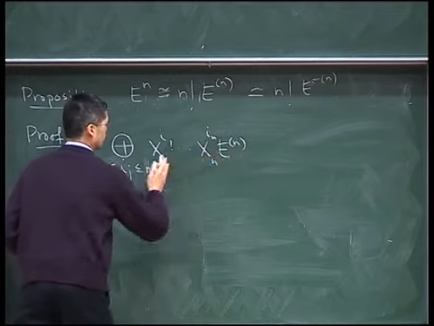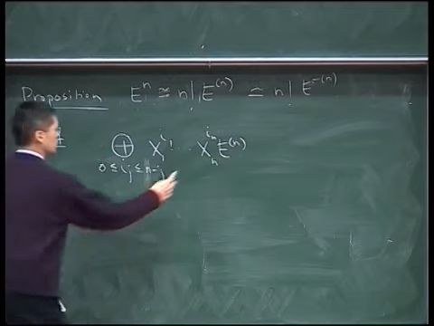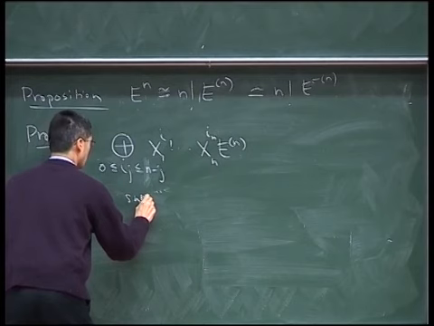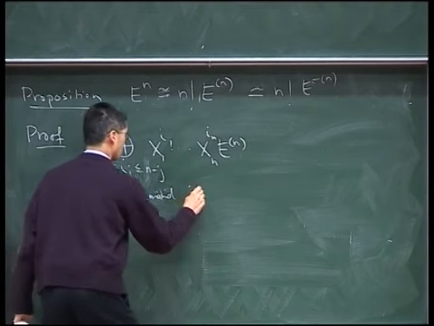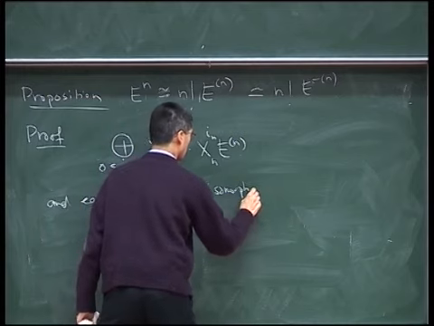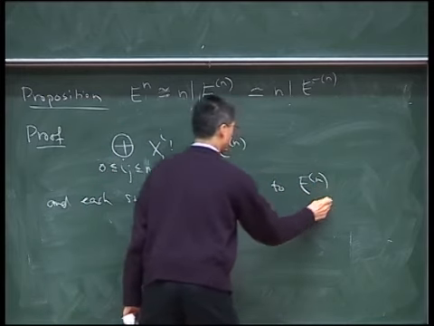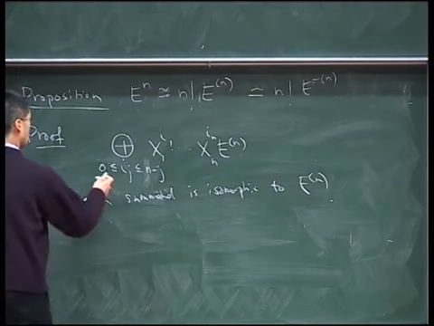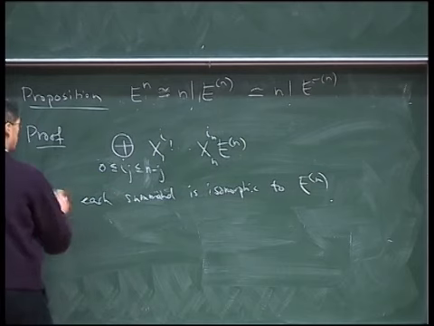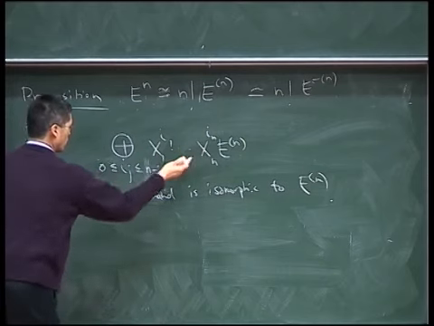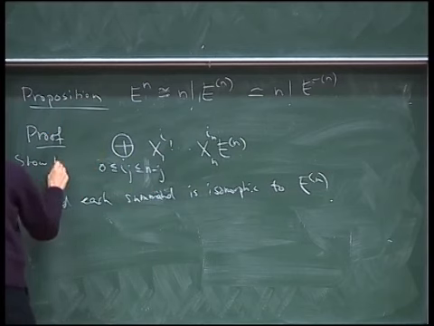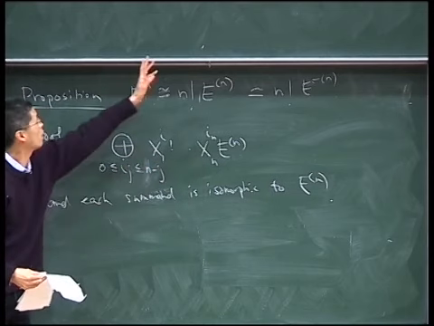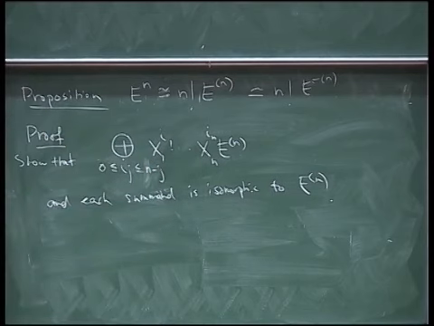Okay, and indeed, each of these pieces is isomorphic to e to the n. And I suppose to actually prove this, one really has to appeal to a small part of the representation theory of the degenerate affine Hecke algebra.